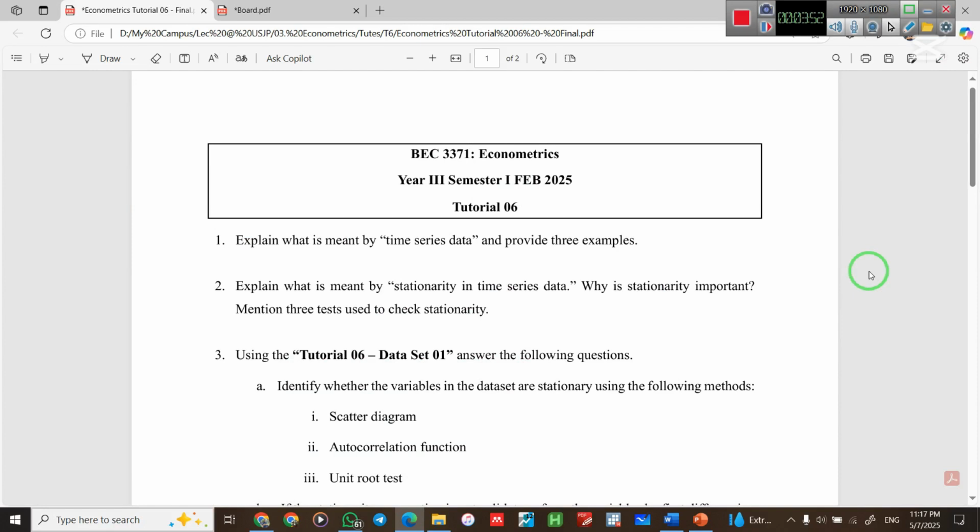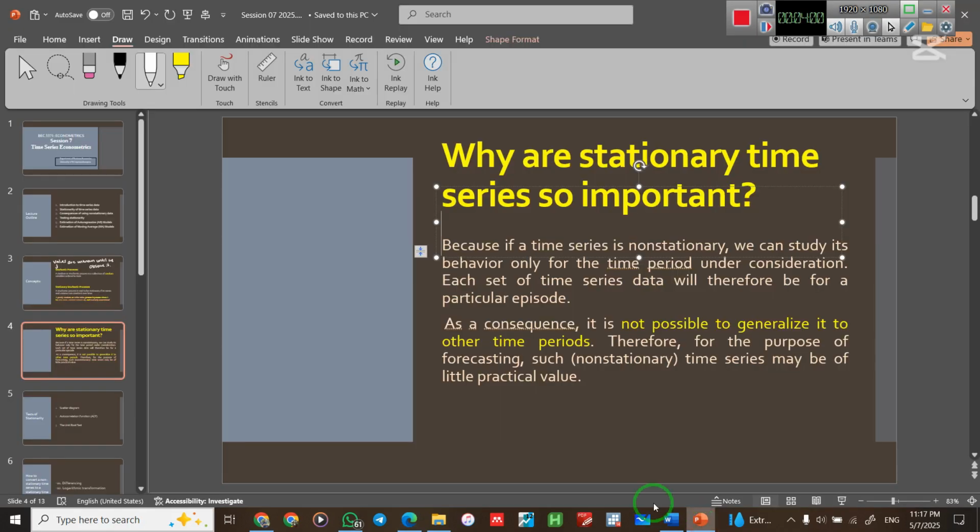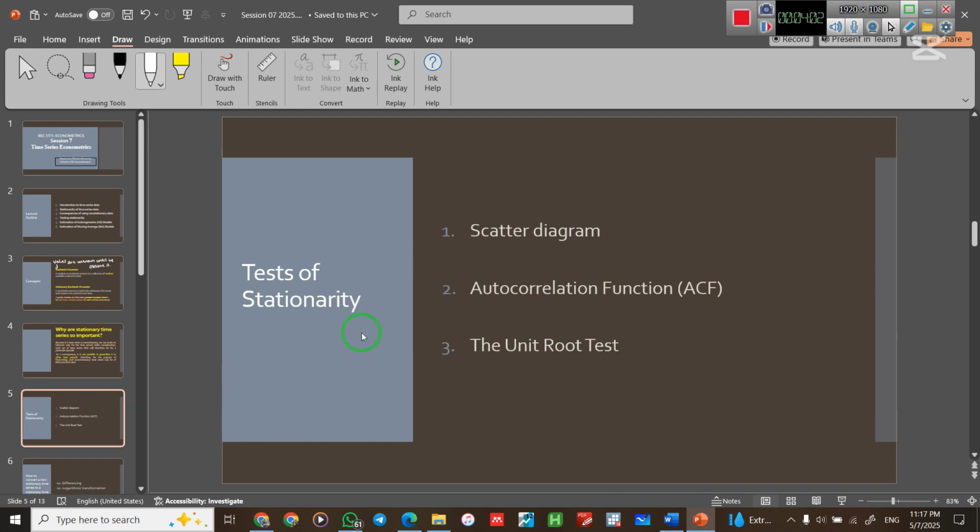So in the next part of the question it is asked, identify 3 tests that can be used to check the stationarity. So in your lecture you have learned about these tests. One thing is you can use a scatter diagram to identify whether the mean and the variance are constant, and you can also use the autocorrelation function, and the easiest one that you can use is the unit root test.